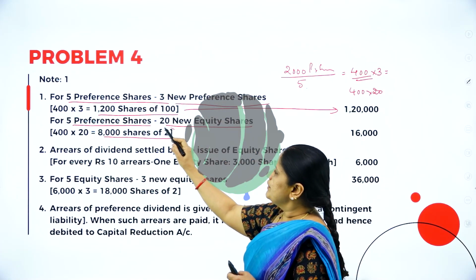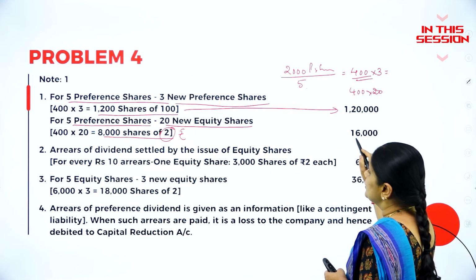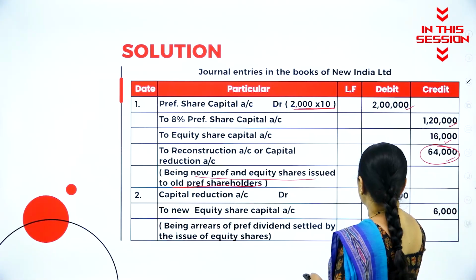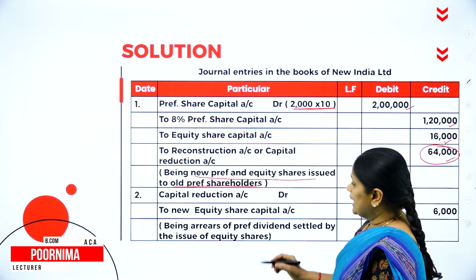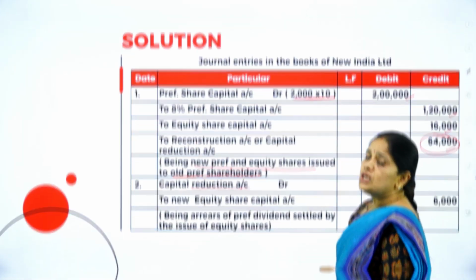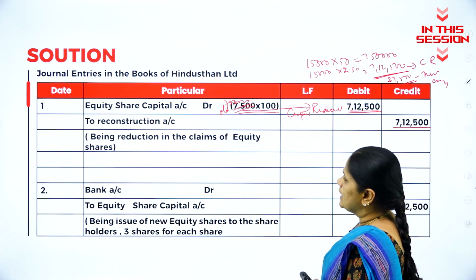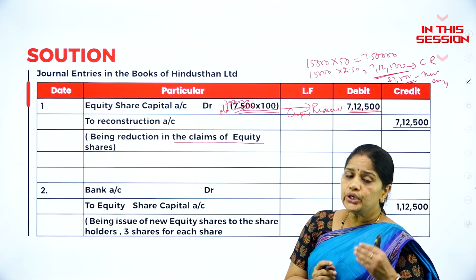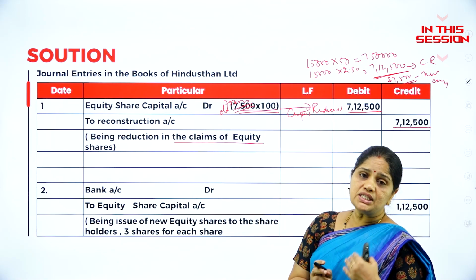What is the value of each share? 2 rupees. So that comes up to 8,000 into 2, it is 16,000. 6,000 worth of equity shares you are issuing. So for that, you are making use of the capital reduction account. To reconstruction account, 7,12,500 being reduction in the claims of equity shares. So you are reducing the face value from 50 rupees to 2 rupees 50 paisa.